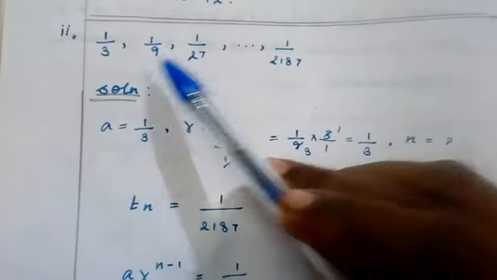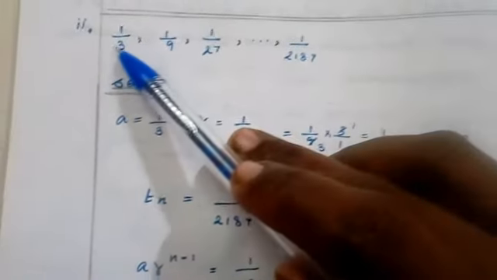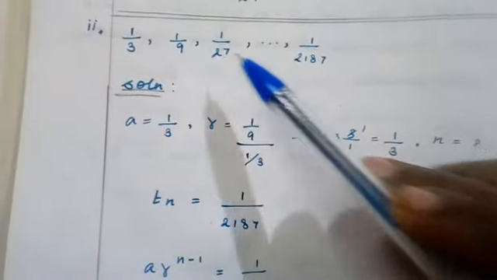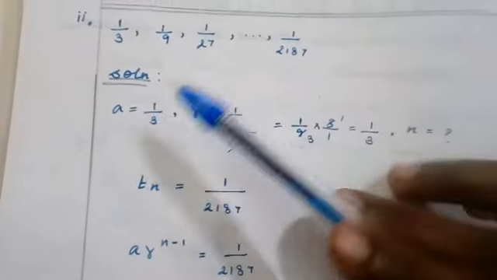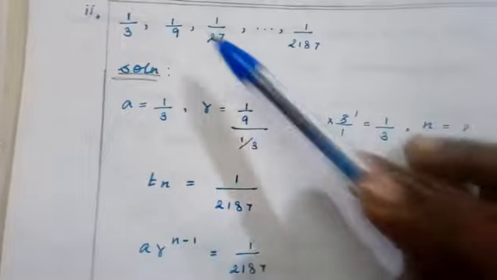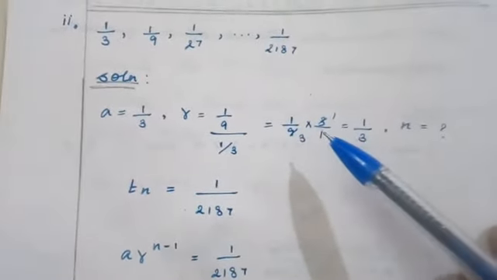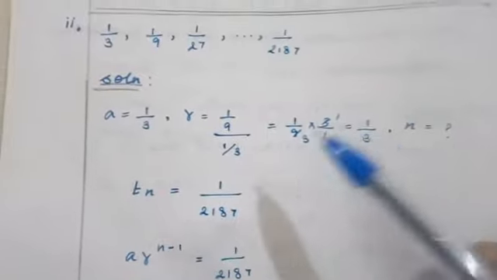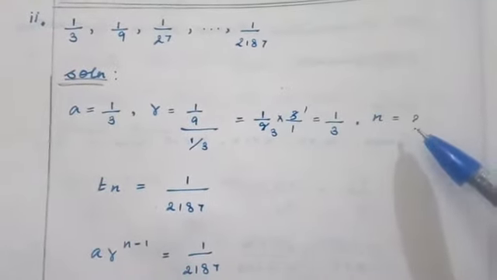Now the second problem: 1 by 3, 1 by 9, 1 by 27, etc., 1 by 2187. It is T1, T2, T3, etc., and this is the last term. Here a equal to 1 by 3, r equal to 1 by 9 divided by 1 by 3. That is 1 by 9 into 3 by 1. So 3 times 3 is 9, that is equal to 1 by 3. We want to find the n value.